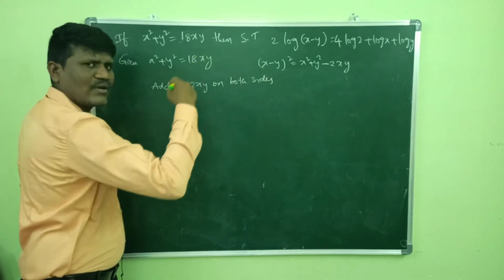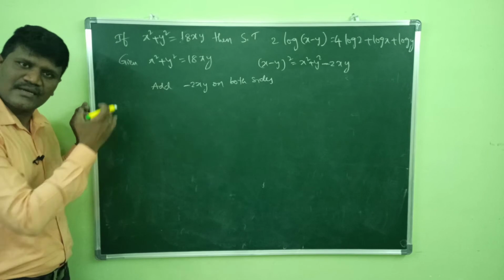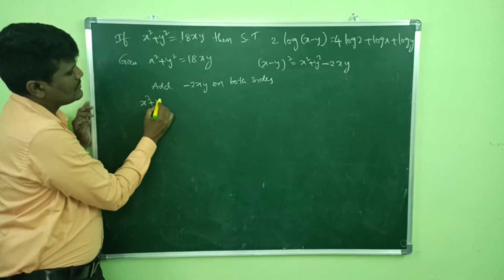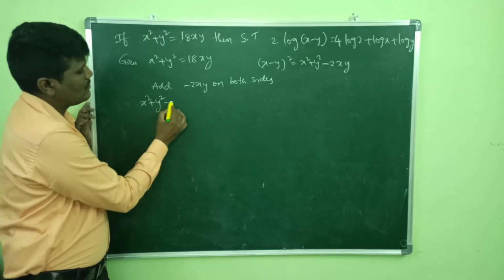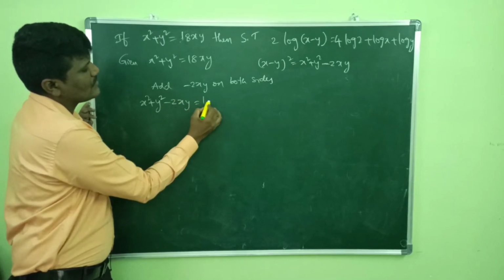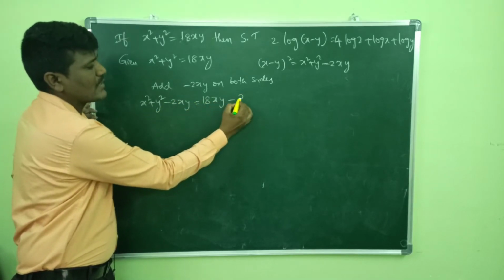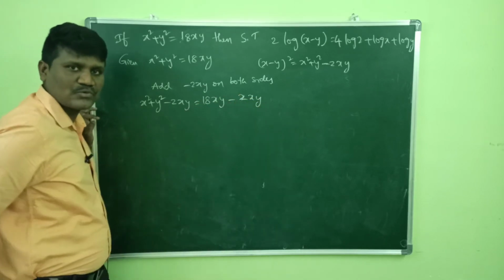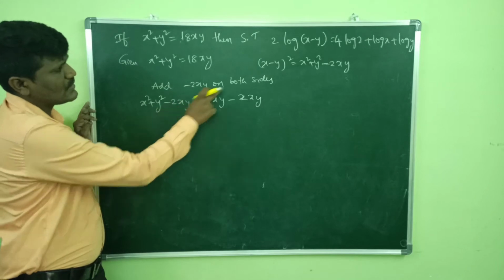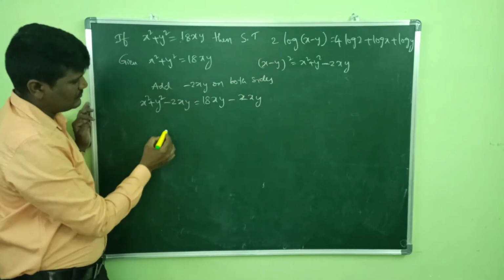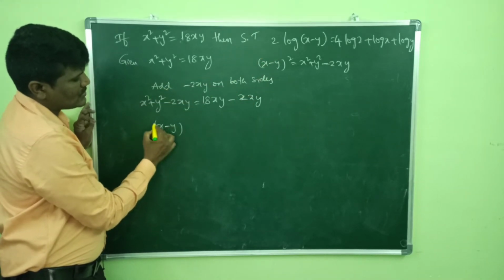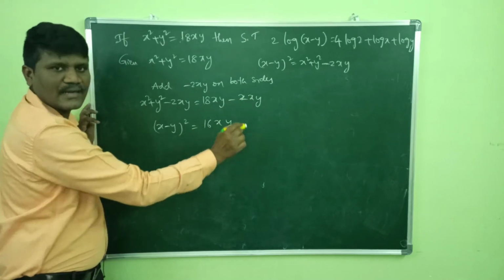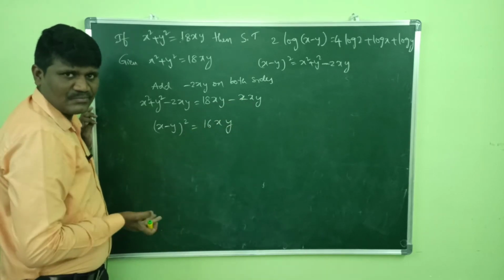This is the only difference from the previous problem. Everything else is the same. So I can write this as x square plus y square minus 2xy is equal to 18xy minus 2xy, minus 2xy on both sides. So this I can write using the formula as x minus y whole square is equal to 18 minus 2, which is 16xy. What's the next step?